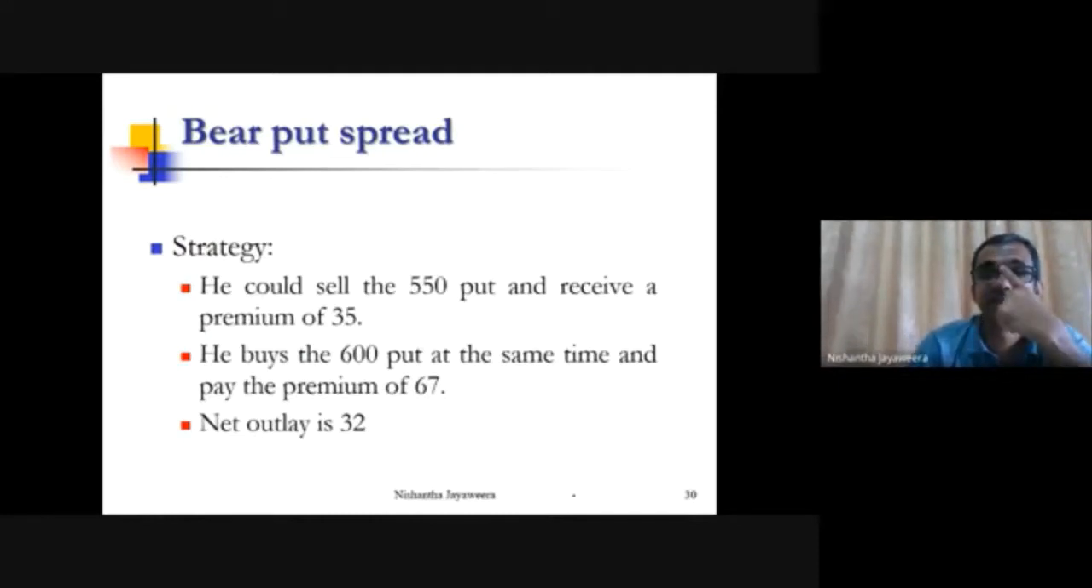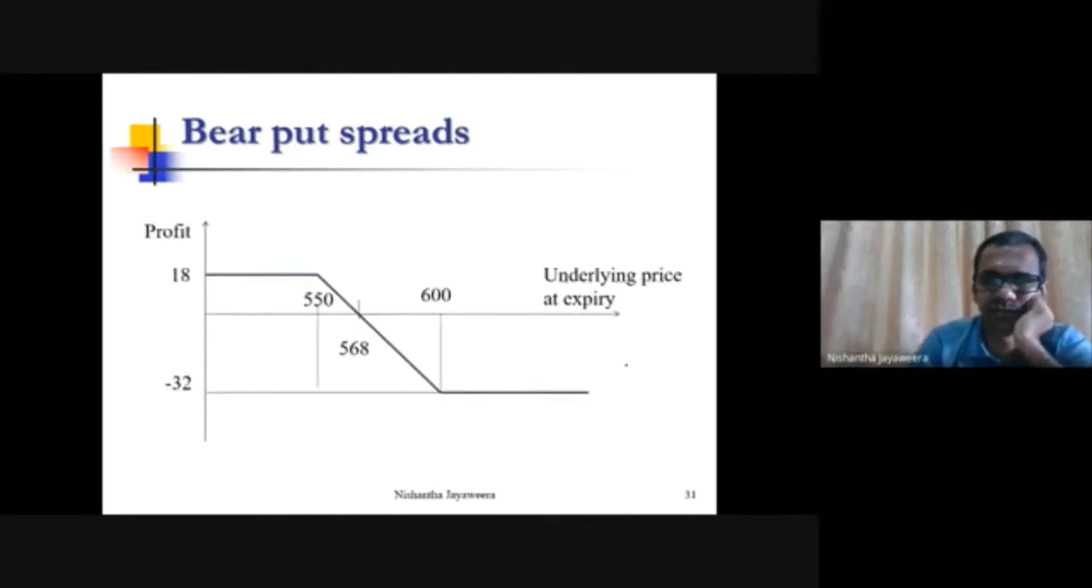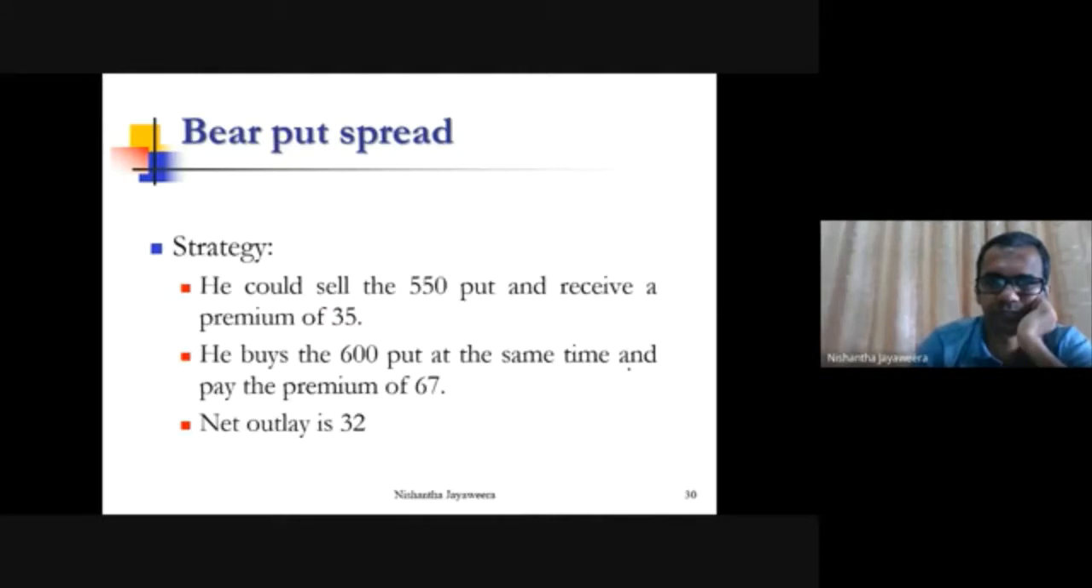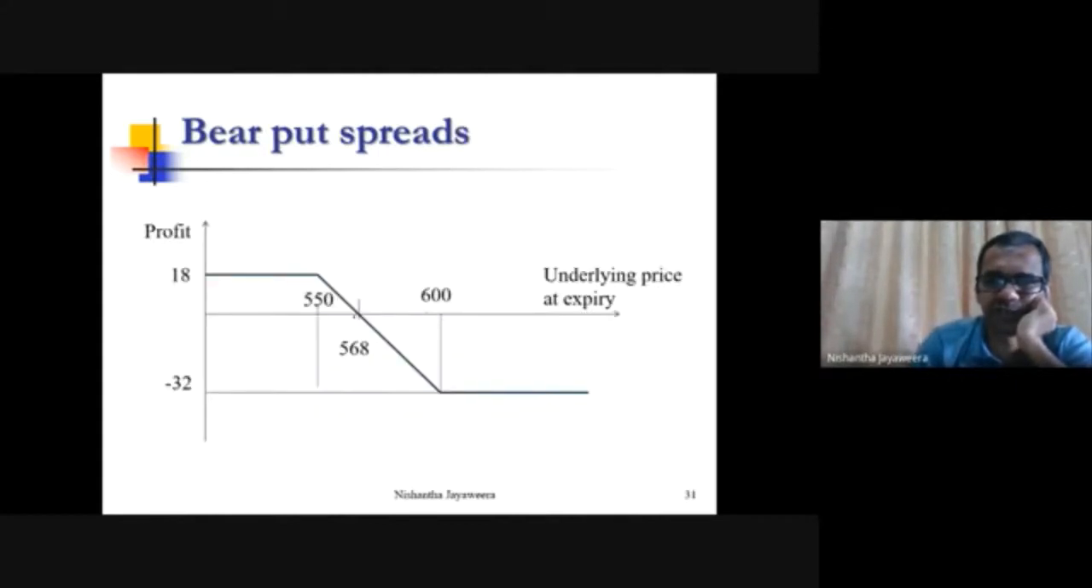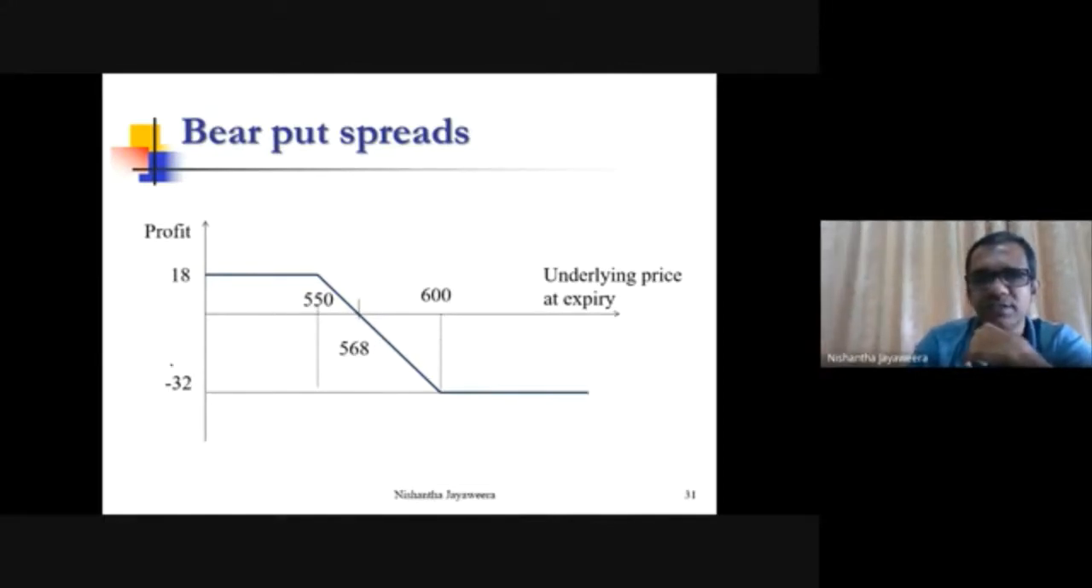So this is the example. I think you can work out these figures now. Net outlay is 32. Fine. Then 600 minus 32, 568, 550. Below 550, he collects 18. Up to 550, he gets a positive, but declining after 560, it's negative. Beyond 600 it is always 32.